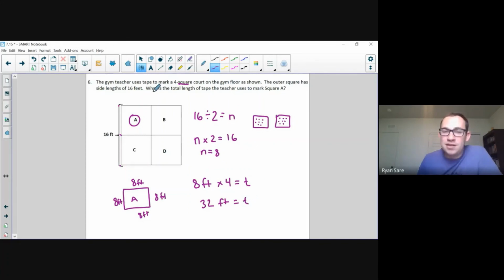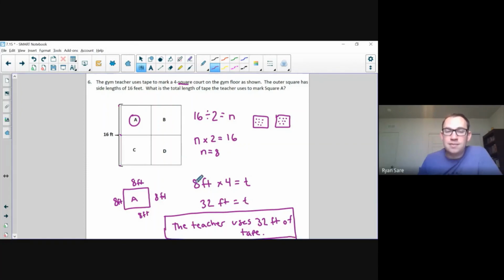And now we just have to answer our question here. We're going to say the teacher uses 32 feet of tape. Again, I always like to put my answers in boxes. Makes it nice and easy to find later.